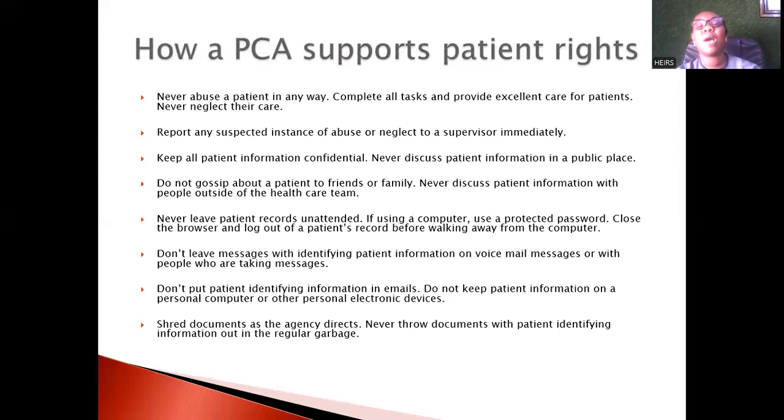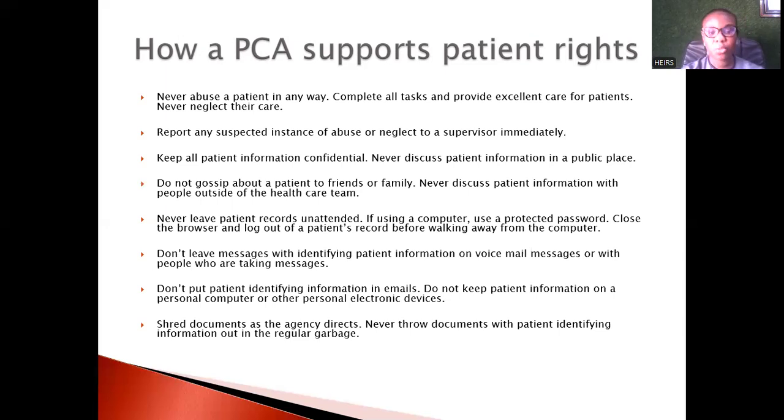So how can you, as the caregiver, support your patient's rights? One is to never abuse your patient in any way. Complete all your tasks and provide excellent care for your patient. Never neglect your patient. That way you're supporting your patient's rights. And when you suspect any abuse or neglect, you want to report such immediately to your supervisor.